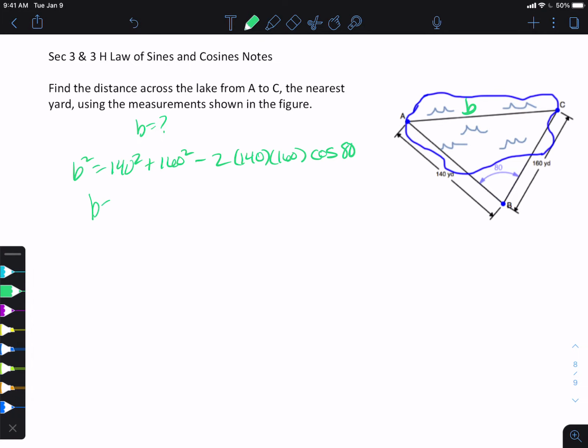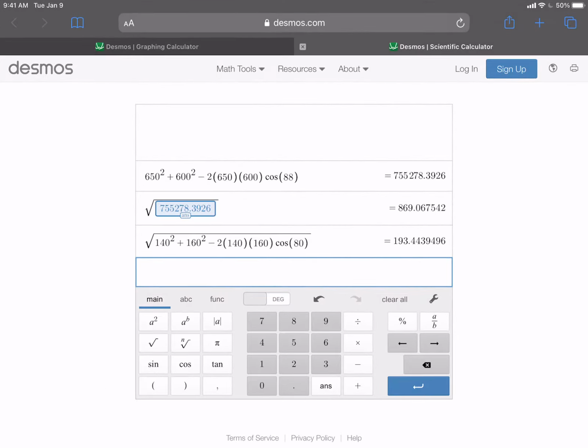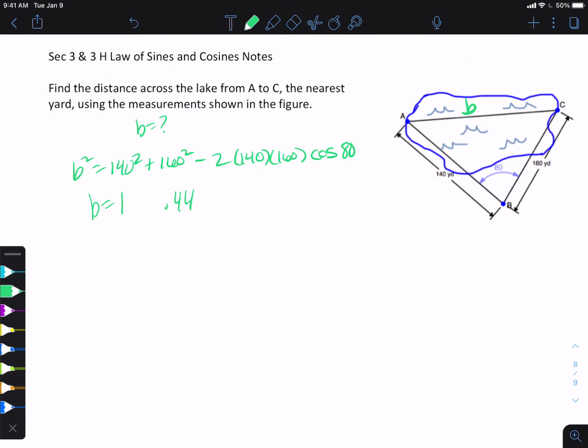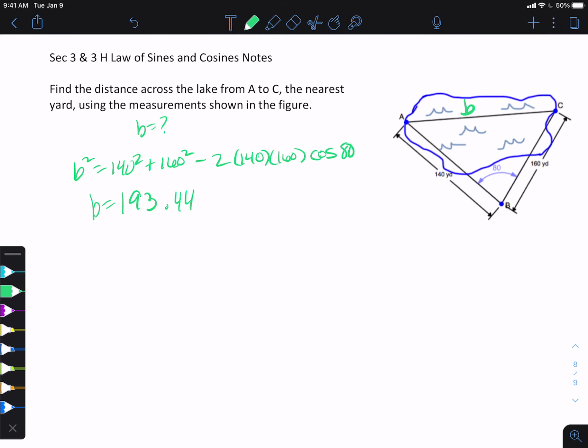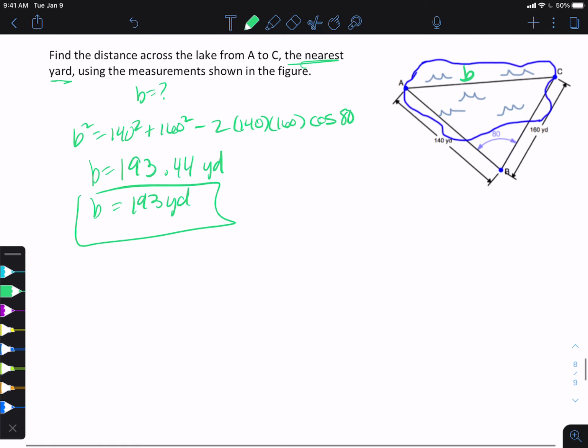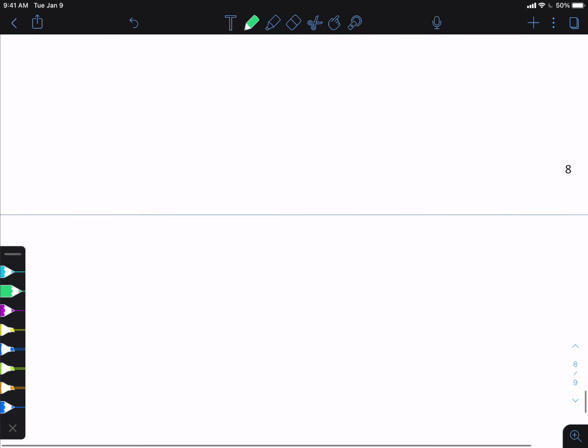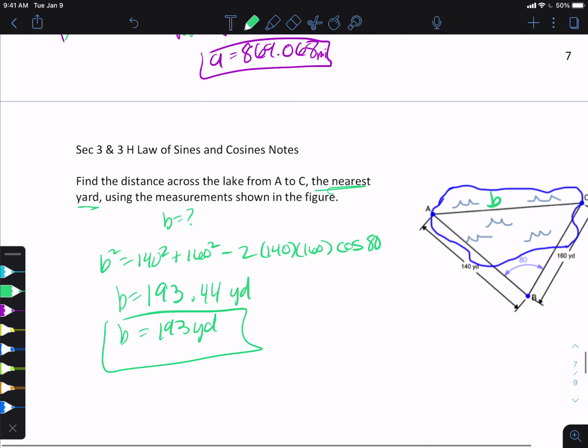So B is 193.44, and we are in yards, and it said to round to the nearest yard. Okay, so that would be 193 yards across the lake. So that's how we can do our law of cosines. And then that was it. So those are our story problems.